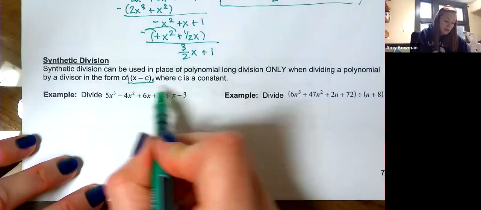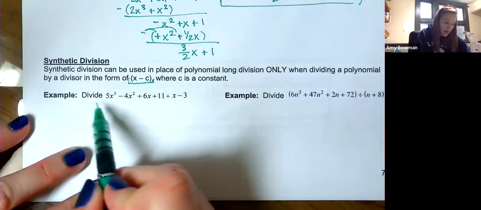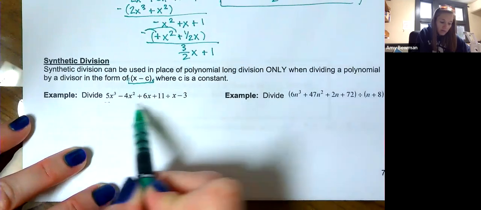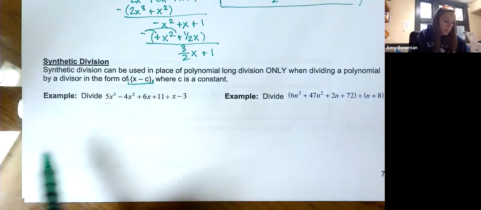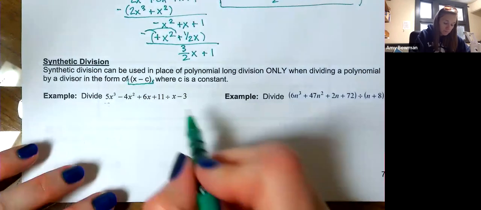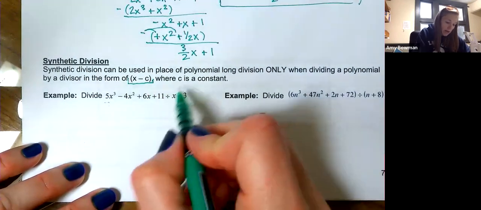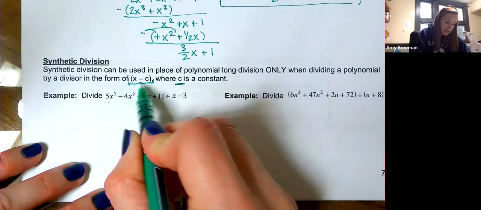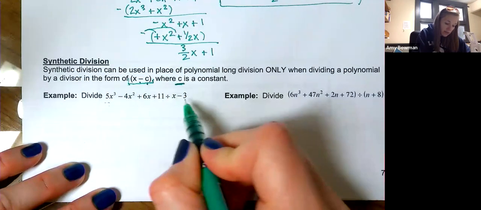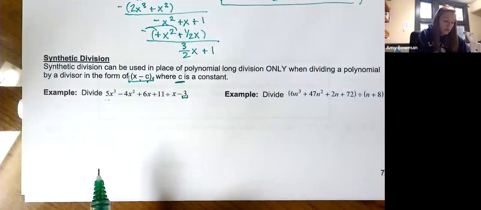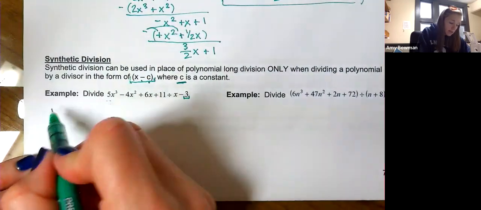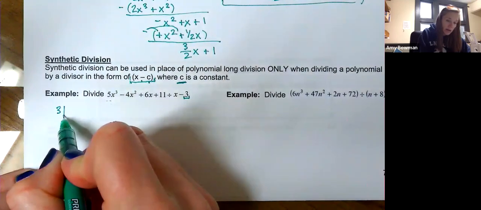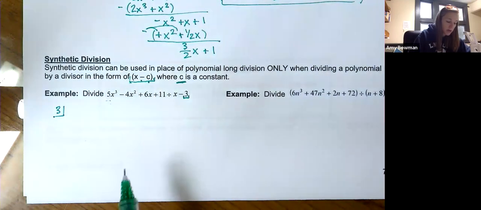So x minus a number. If we've got a polynomial here divided by x minus 3, this is linear and we can use synthetic division. So the c value, x minus c, in this case is just 3. So you take your c value to set up the synthetic division. Take your c value, put it in a little box in the top left-hand corner of your workspace.